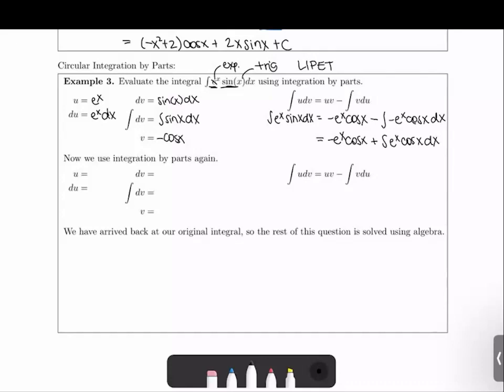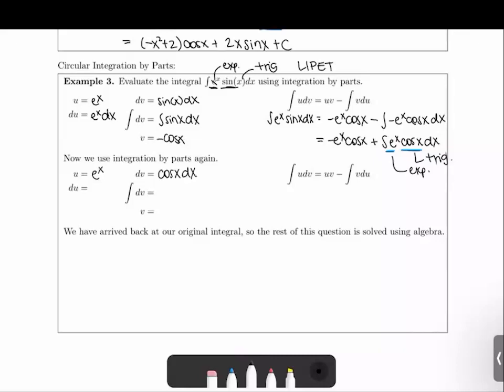And I'm going to look at my new integral. So my new integral is still a product of e to the x times cosine of x. So again, I am going to use integration by parts on this product. So our cosine of x is a trig function, and our e to the x is our exponential function. So again, the e comes before the t, so my u is again e to the x. And my dv is everything else, which is cosine of x dx.